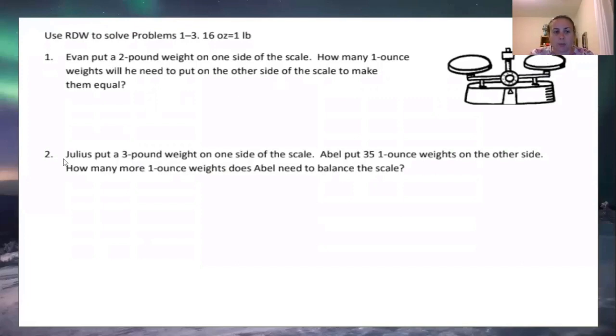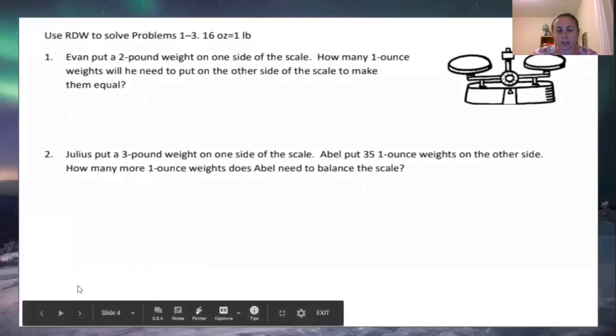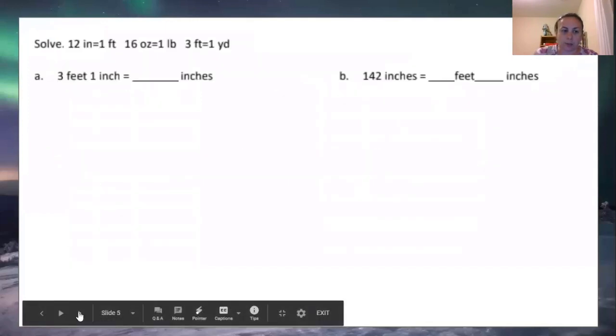Then the second problem, Julius put a 3-pound weight on one side of the scale. Abel put 35 1-ounce weights on the other side. How many 1-ounce weights does Abel need to balance the scale? All right, so pause, answer the problems, and then push play for the next one.